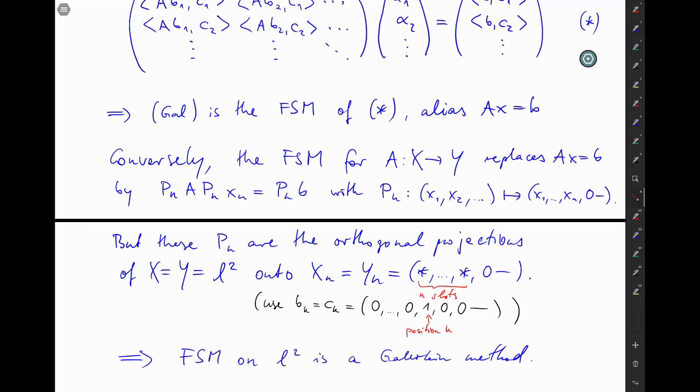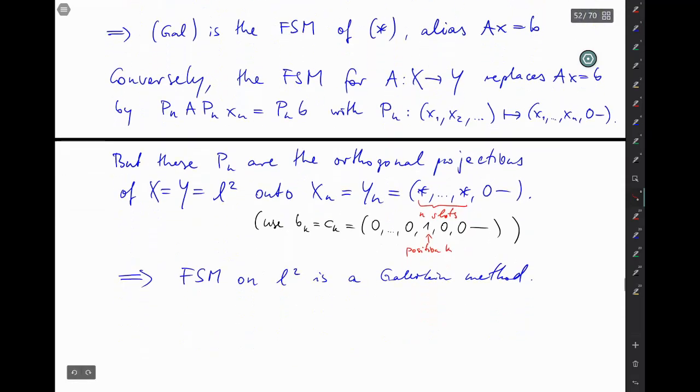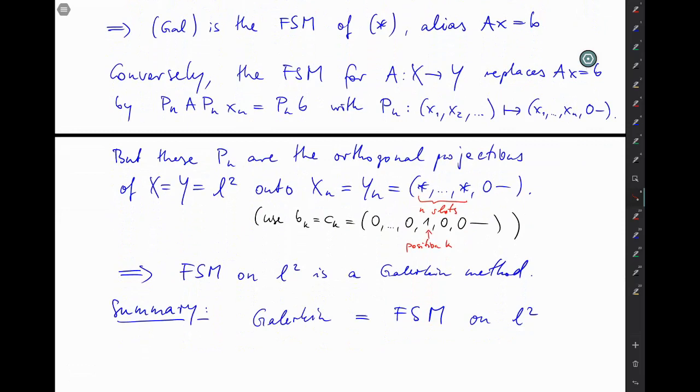Okay, so let's sum up. Every Galerkin method is a finite section method, and the finite section method on L2 is a Galerkin method, so it's almost the same. So our summary could say Galerkin is the same as applying the FSM on the Hilbert space little L2.